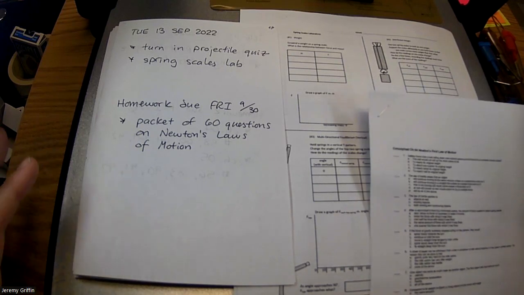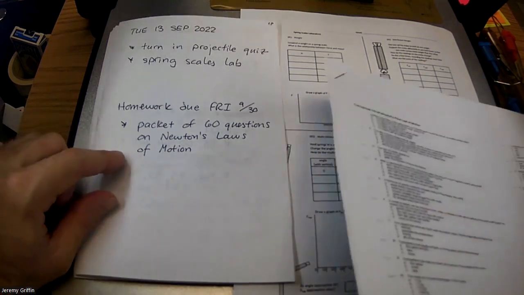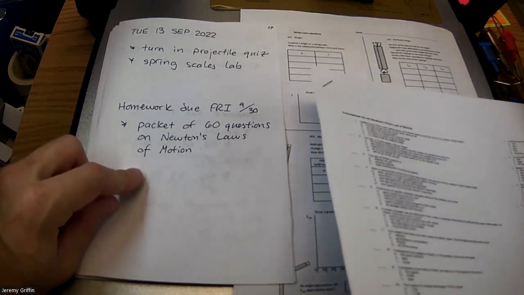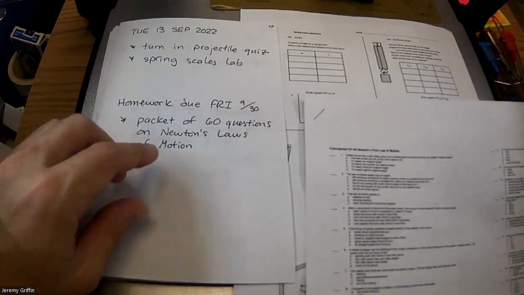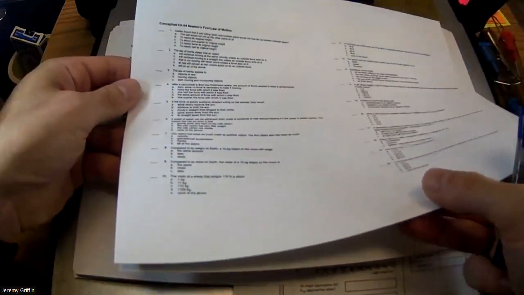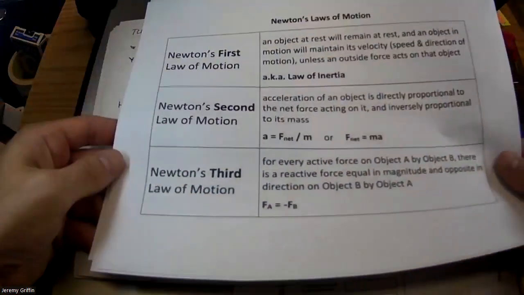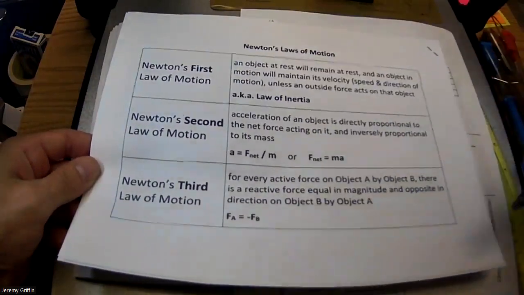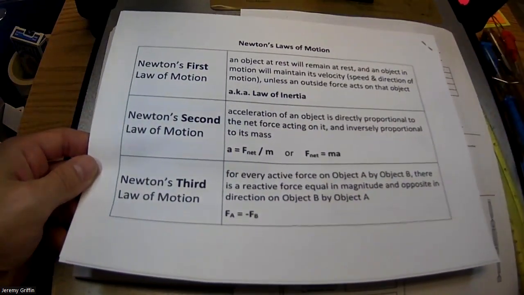Now, before I go over that, I do need to get you guys a packet of 60 questions on Newton's laws of motion. This is going to be due Friday, September 30th. While you guys are back there doing the lab, I'm going to staple these together. It's like a mini packet. There's 20 questions on each of Newton's laws of motion, first, second, and third. And on the back page, there's what those laws of motion are spelled out. So there you go.